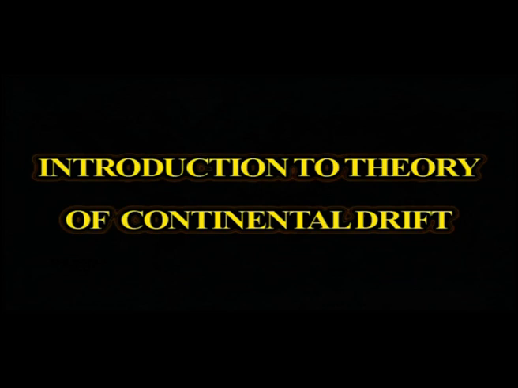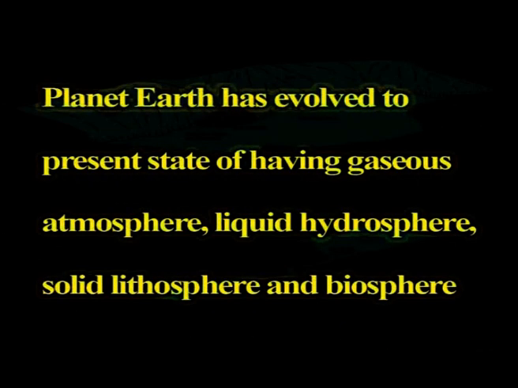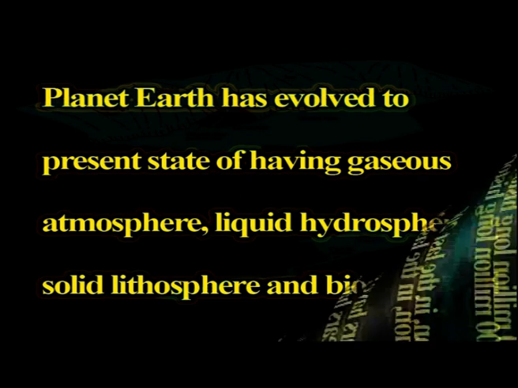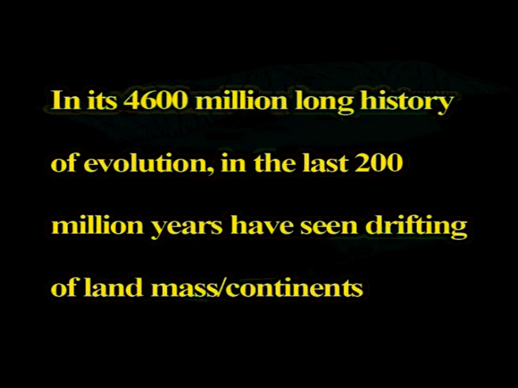Now let me come to the introduction to the theory of continental drift. Planet Earth has evolved to the present state of having a gaseous atmosphere, liquid hydrosphere, solid lithosphere and biosphere. In its 4,600 million years long history of evolution, in the last 200 million years, we have seen the drifting of land masses, or continents.